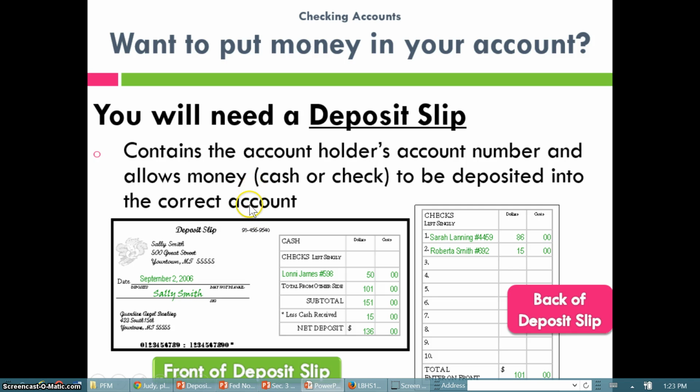So I add up all my checks and my cash. I subtract out how much cash I'm going to take out from those deposits, and then I have a net deposit that I'm going to deposit in my checking account. Also over here, I'm going to say the date of that transaction, and I'm signing to clarify that yes, I withdrew some cash from that initial deposit. See how this one's greater than this number right here.